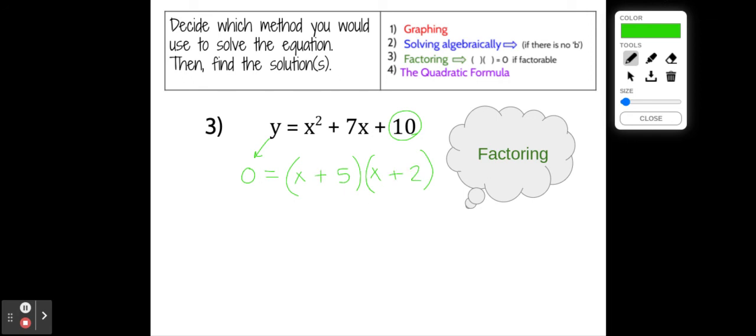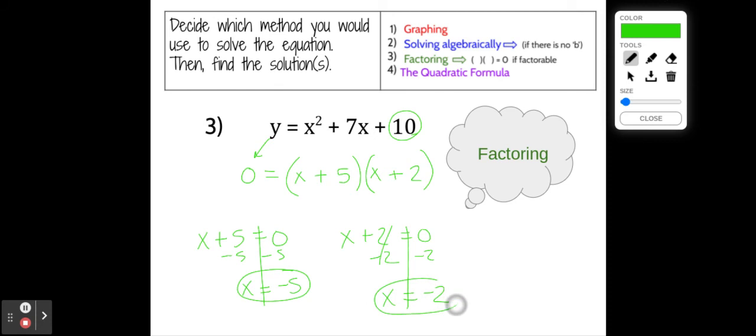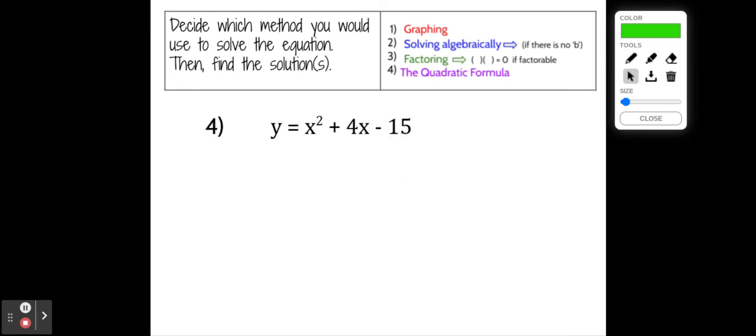So now I'm going to use the zero product property to solve. So pulling them apart, x plus 5 equals 0. And x plus 2 equals 0. There's one solution, negative 5. There's the second solution, negative 2. Notice how both solutions are negative numbers. Negative 5, negative 2. And factoring was the quickest method there on that one.